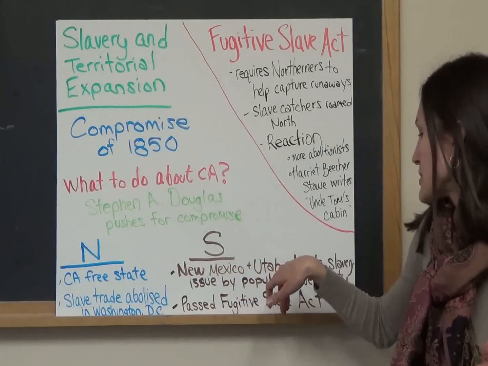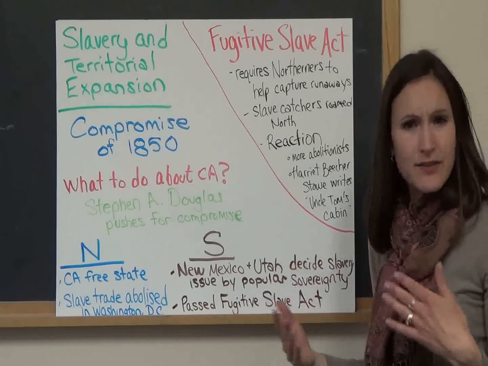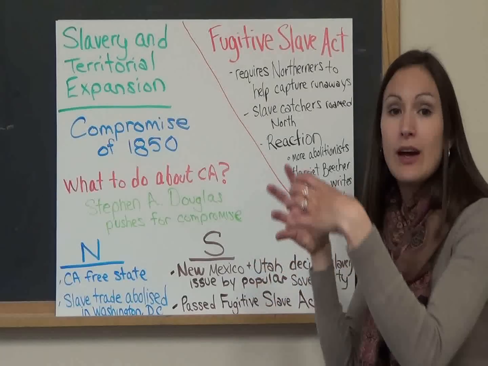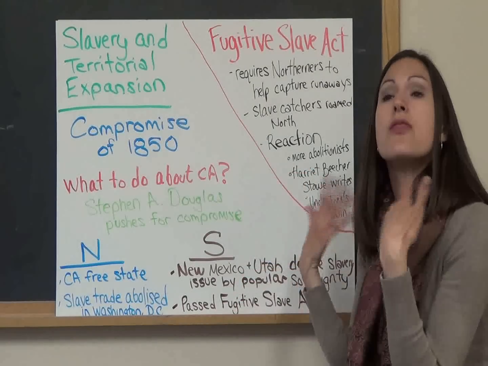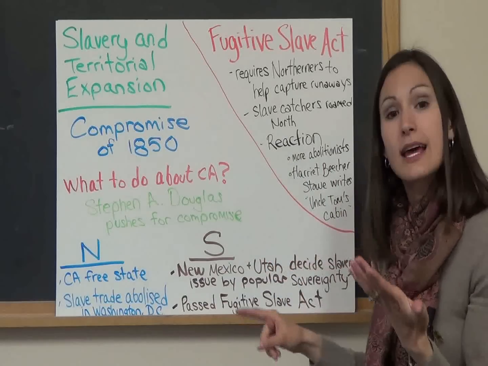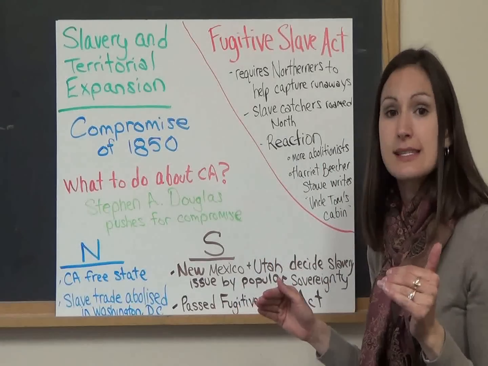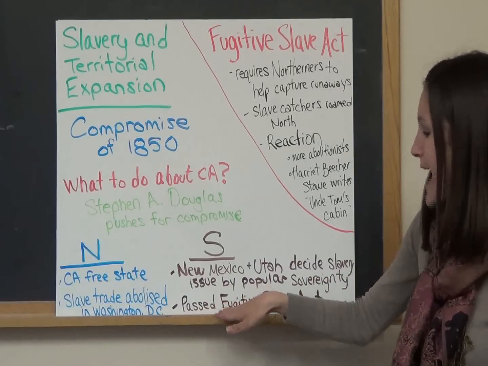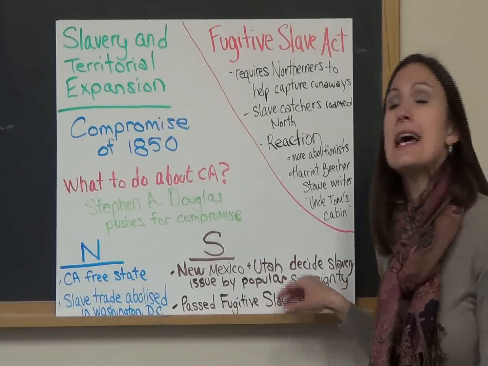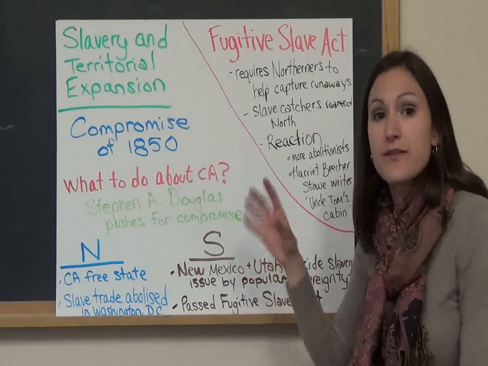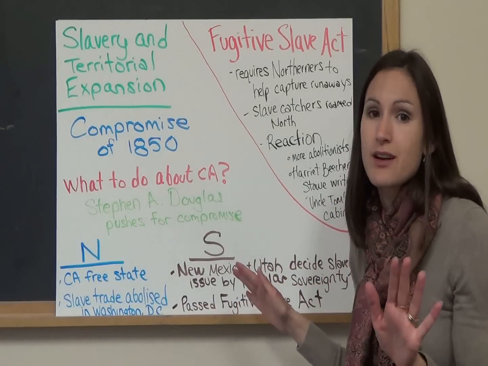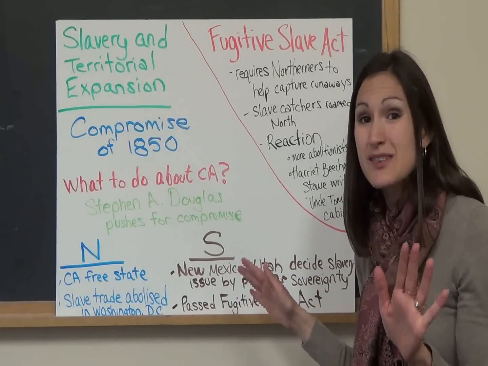New Mexico and Utah, they would decide on the slavery issue by using popular sovereignty. The people who lived in that area, they would vote if they wanted slaves or they did not want slavery in their land. And it also passed the Fugitive Slave Act. Now, the idea of the Compromise of 1850 is to smooth things over, but it actually made things worse.